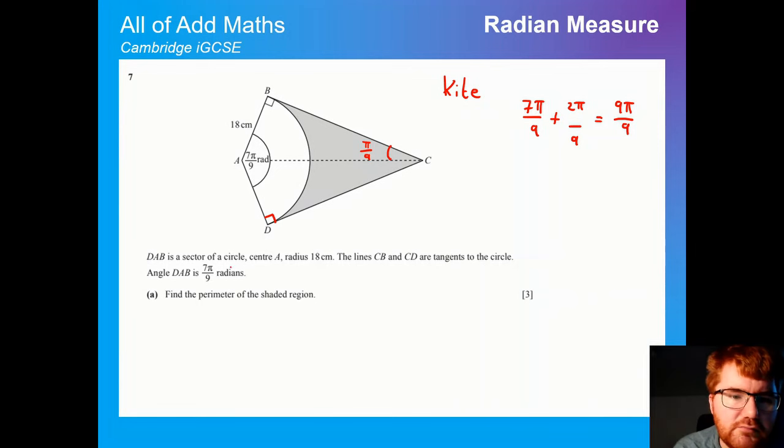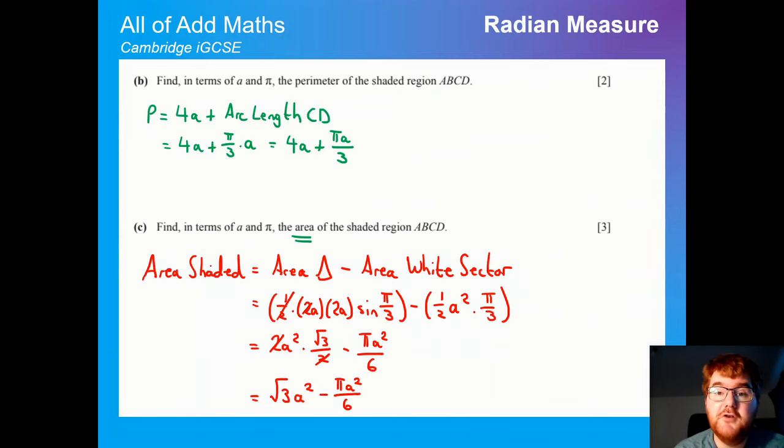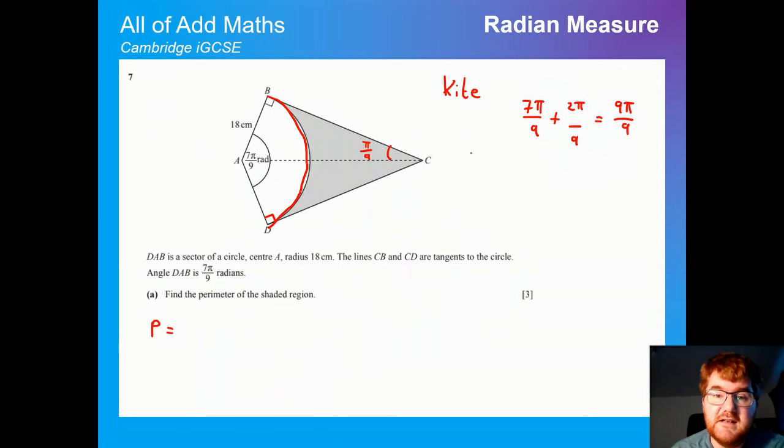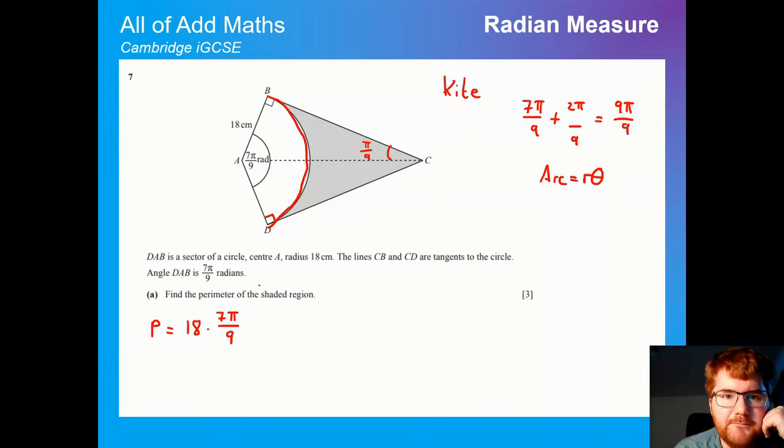Now we need to work out the perimeter of the shaded regions. So first of all, we're going to have to work out this arc length using the formula we've seen before. And then we're going to have to work out what BC and CD are. So the perimeter is going to equal the arc length. Now we could do that straight away because we know the formula from before. Arc is equal to, I'll write it in here again, r theta. So that's equal to the radius, which is 18, and then times 7 pi over 9. So just doing radius times the angle.